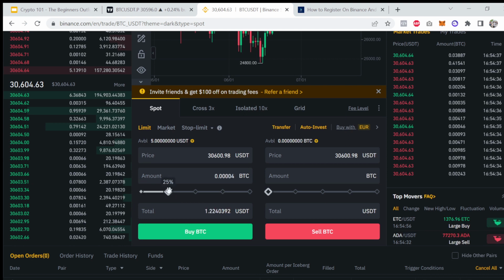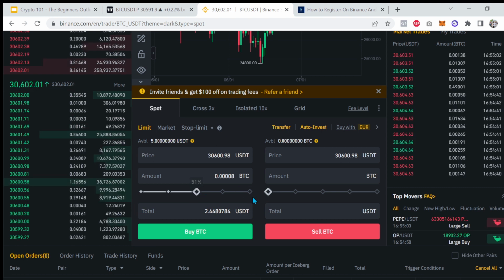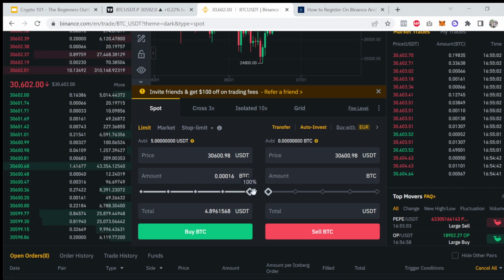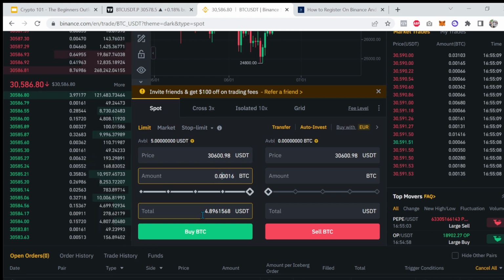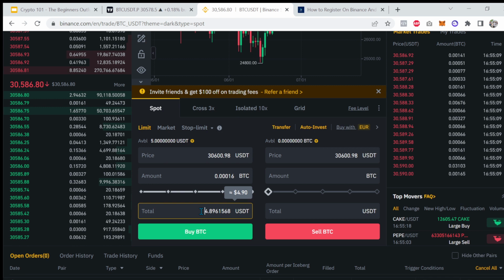You can choose 25% of that $5, you can choose to buy half of it, which is 2.5, or you can choose to buy all of it. The more you pull your slider, it tells you the amount of Bitcoin you can buy, 0.06 of it. So I'm buying $5 worth. You should also consider that exchanges charge fees when you are trading, so it would not necessarily be exactly $5.